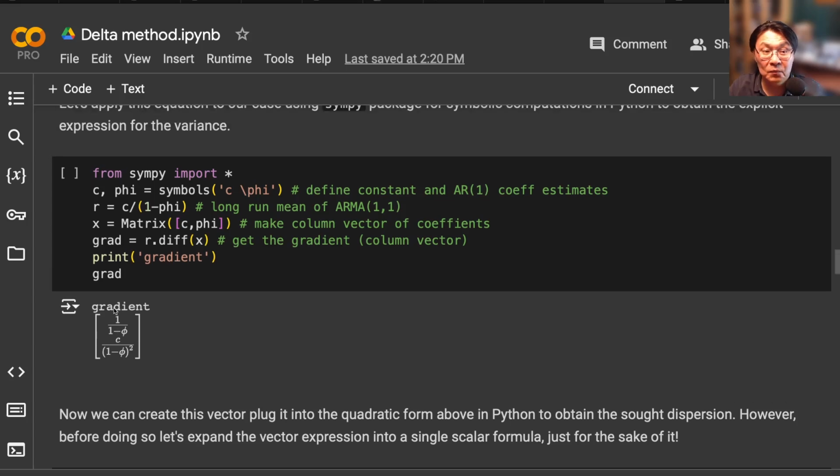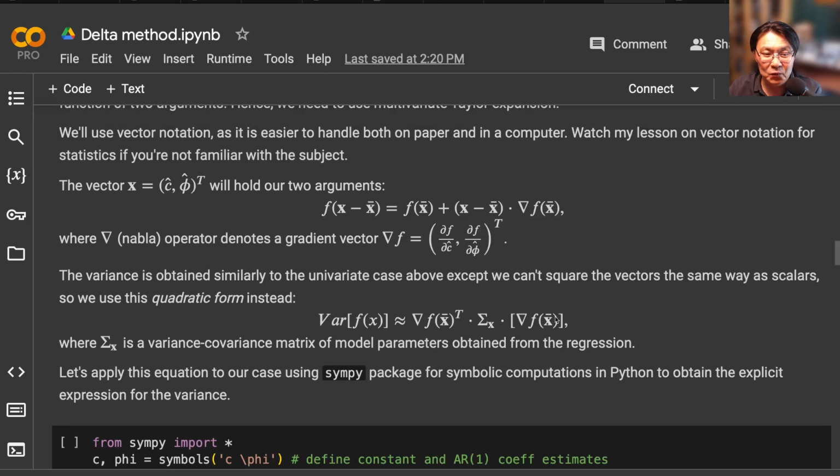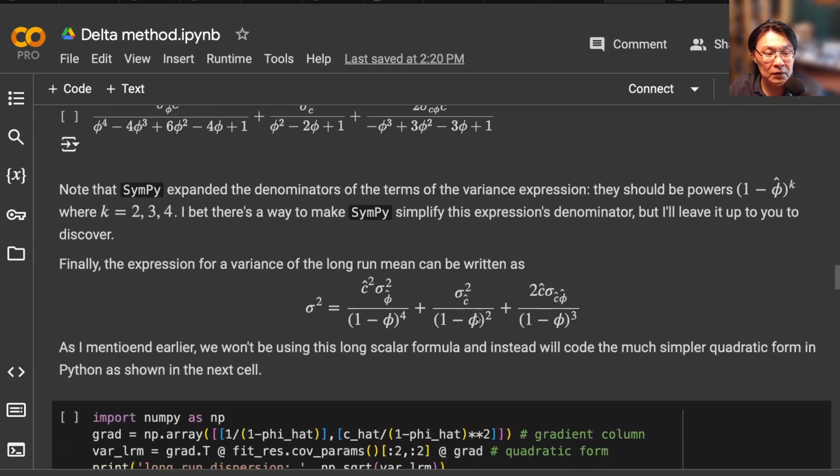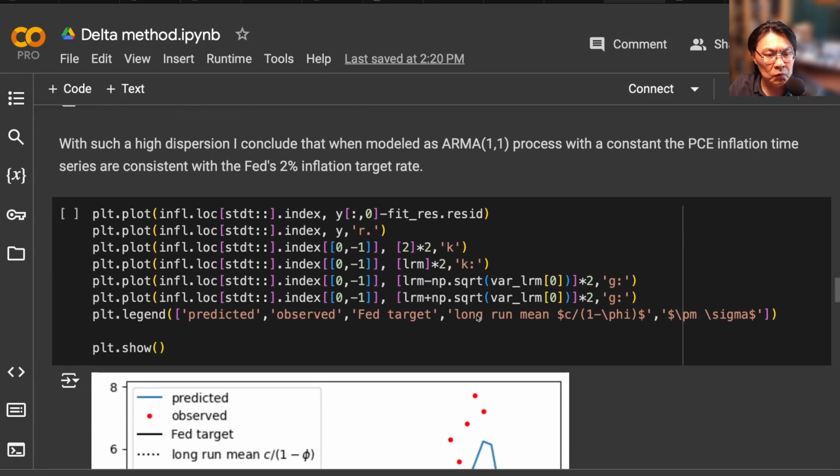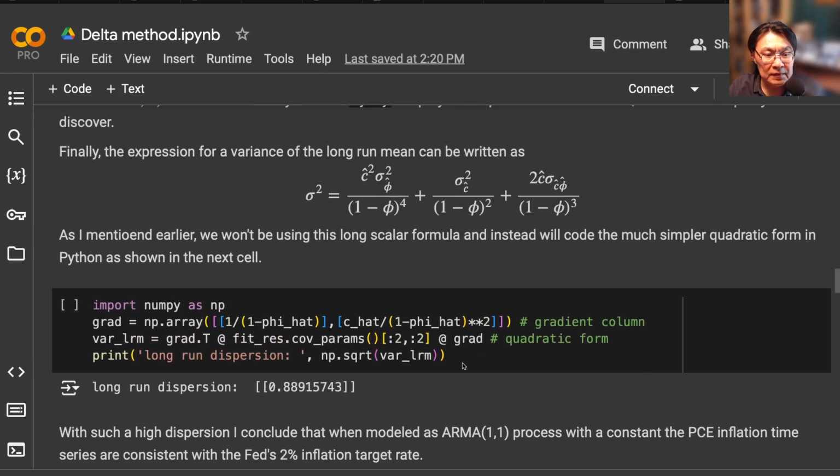So actually, from here, we could just go straight and calculate this expression, right? Because we needed the gradient, we have it, and we have the variance covariance matrix. We can just multiply and get it, right? And I'm doing that actually in this piece of code. Let me show you this piece of code, right?